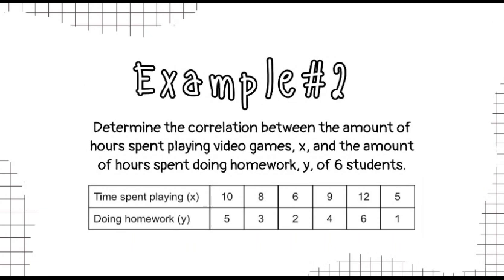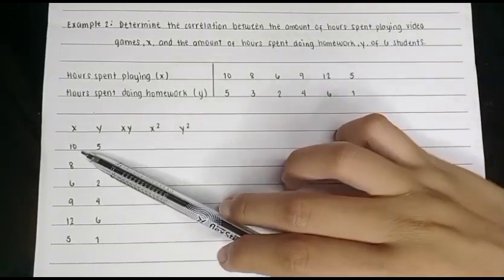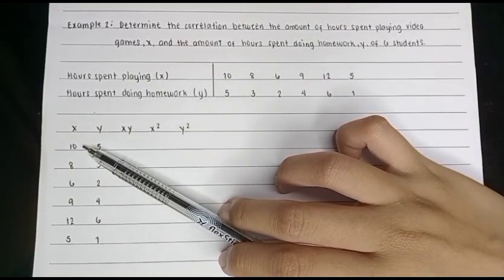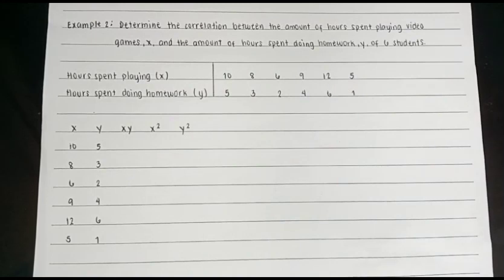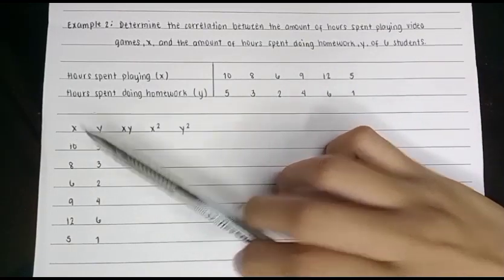For the example number 2, determine the correlation between the amount of hours spent playing video games and the amount of hours spent doing homework of 6 students. For our second example, our x is the hours spent playing video games while our y is the hours spent doing homework. As you can see, nakaayos na ulit yung values ng x and y natin, so pwede na tayo mag-proceed to our next step, which is the xy or the product of our x and y.